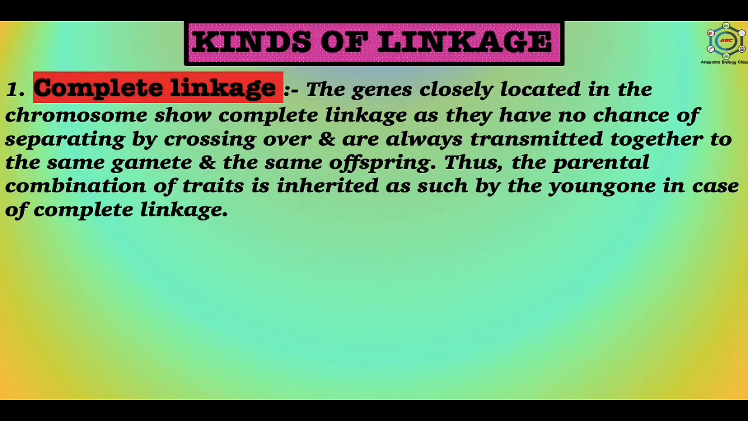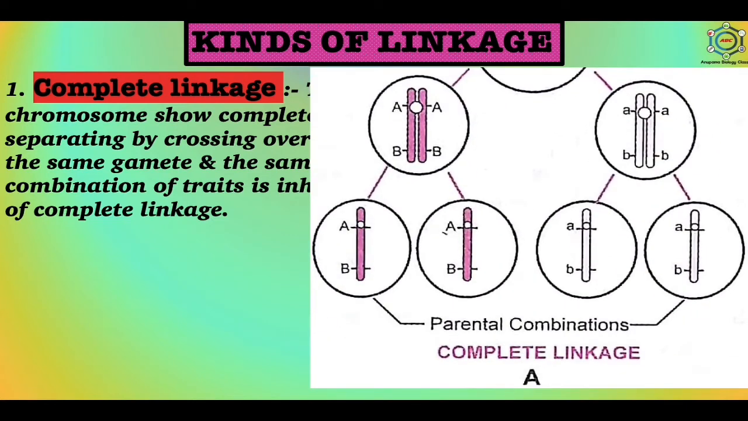After this, kinds of linkage. There are two kinds of linkage, of which the first one is complete linkage. The genes closely located in the chromosome show complete linkage, as they have no chance of separating by crossing over and are always transmitted together to the same gamete and the same offspring. Thus, the parental combination of traits is inherited as such by the young one in case of complete linkage.